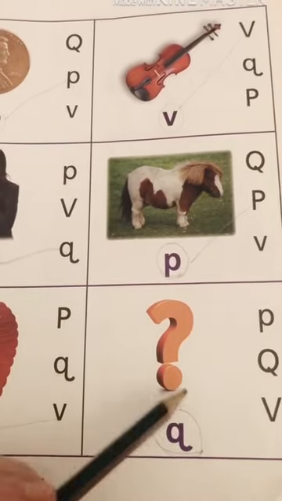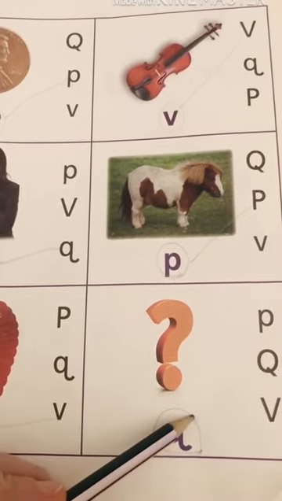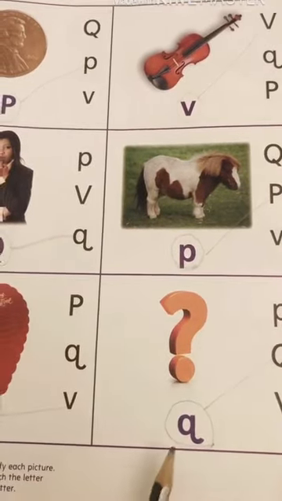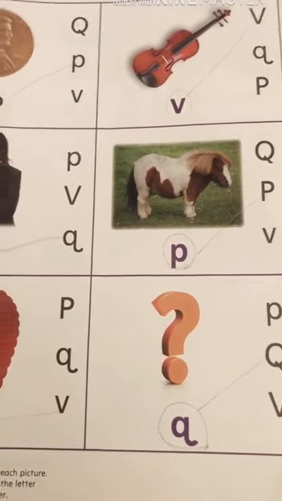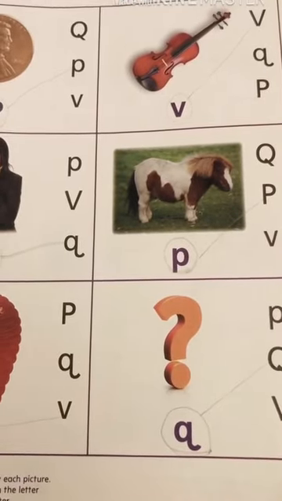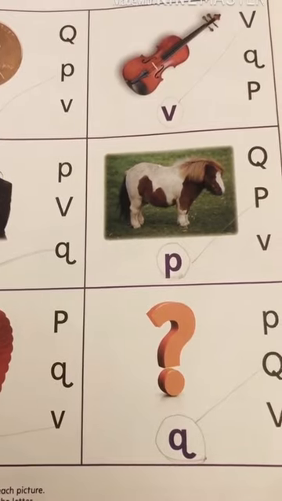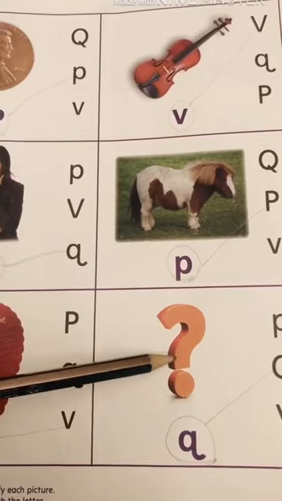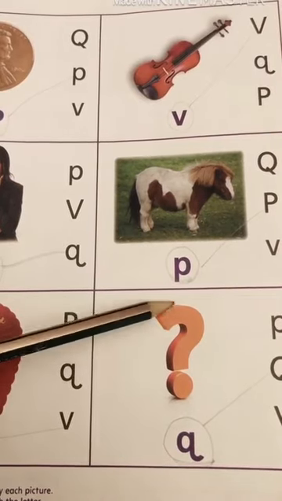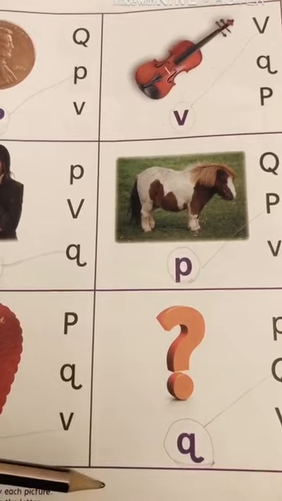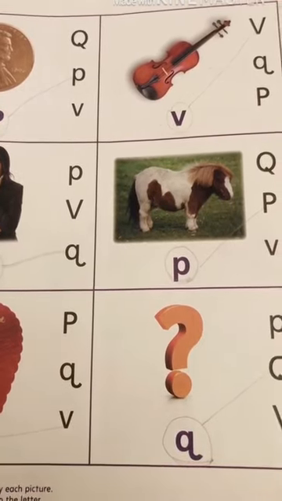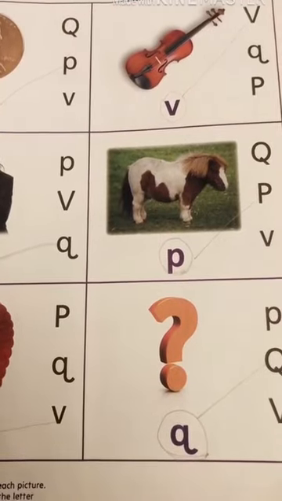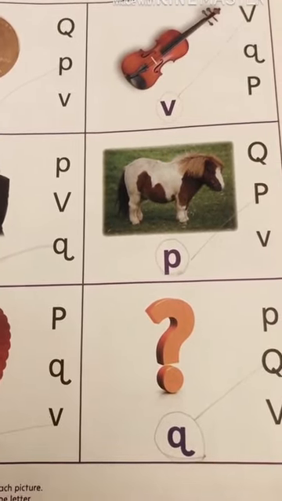Good job. So please draw a line from the lowercase to the uppercase. Now go again to this letter, and who can tell me what the sound of the letter Q is? Amazing! The sound of the letter Q is qua, qua, qua. Okay, so this picture begins with the sound qua. Who remembers what this is? Very good. This is question mark.